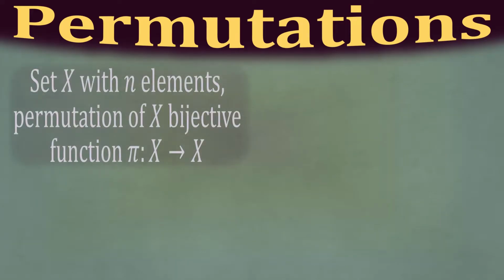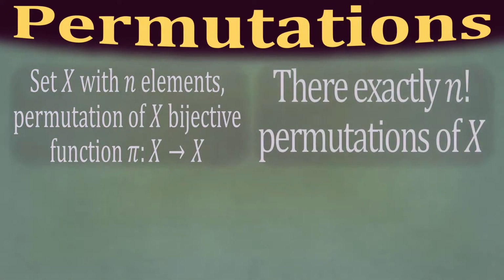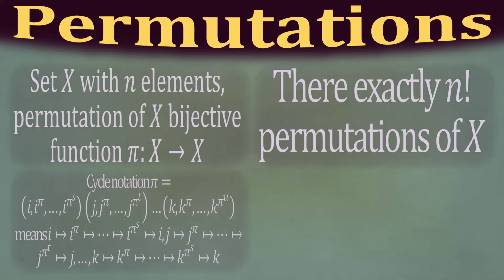Another type of group we want to discuss is a symmetric group, but to motivate it, we need to discuss permutations. For a set X with a positive integer n number of elements, a permutation of X is a bijective function pi from X to X. Hence, there are exactly n factorial permutations of X. We can write the permutations using cycle notation.